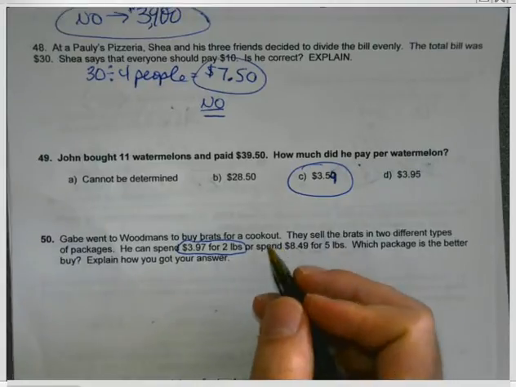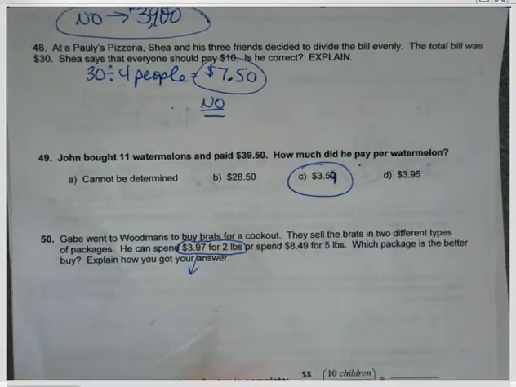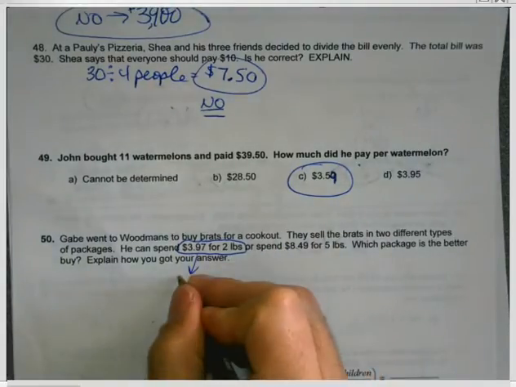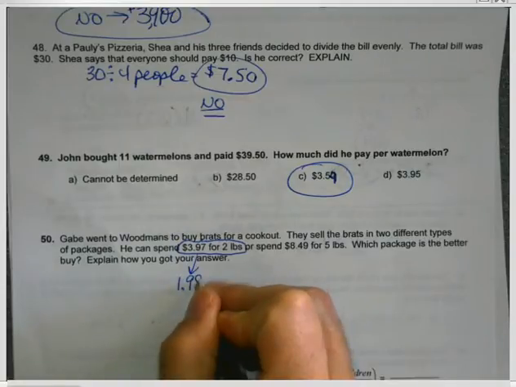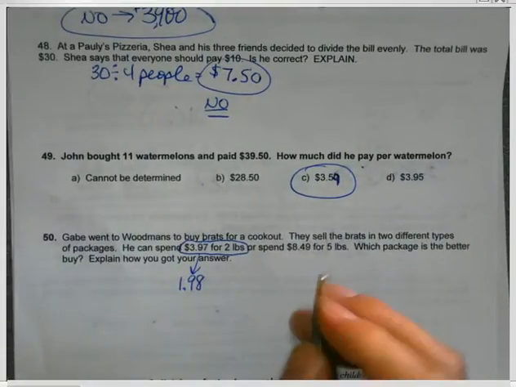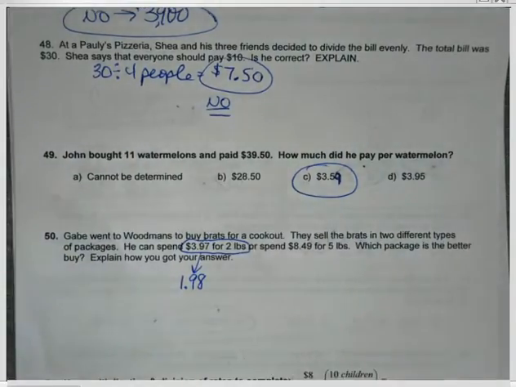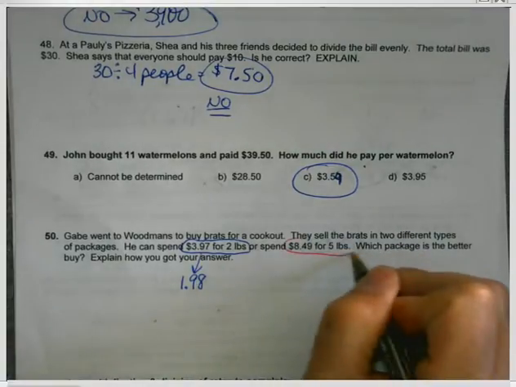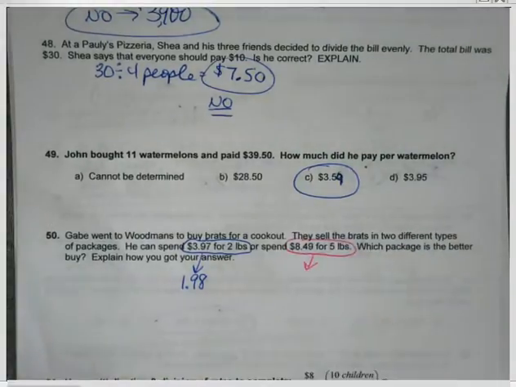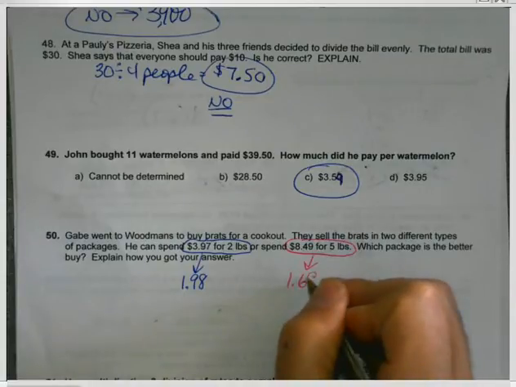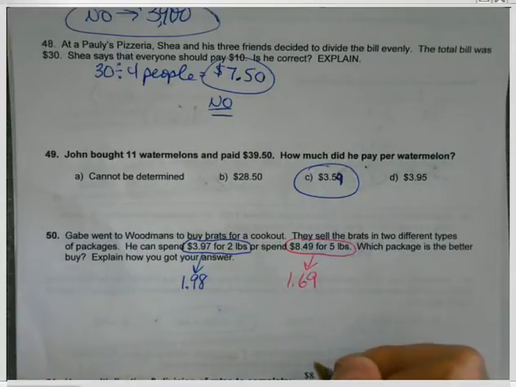If you take $3.97 and divide it by 2, what do you get? Okay, so like 198, 198 and a half, 199, somewhere in there. What if I switch up then and do 849 divided by 5? Which package is the better buy?